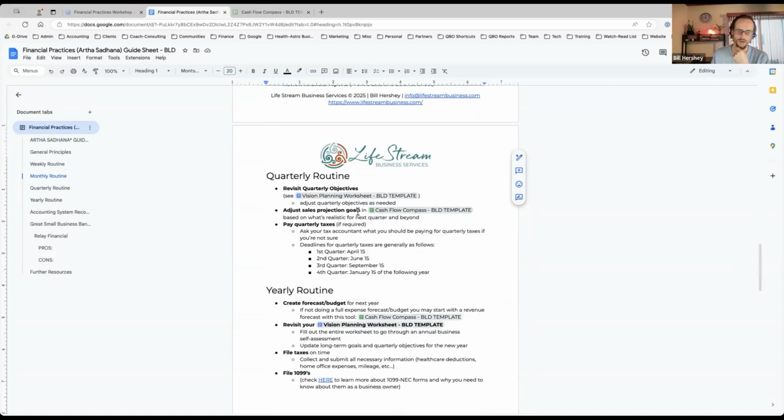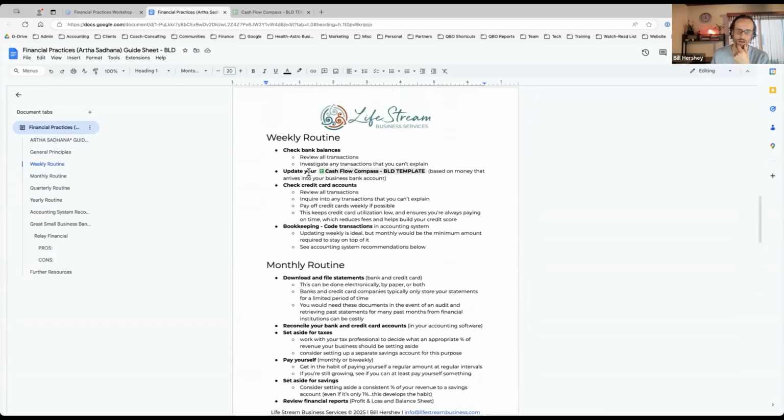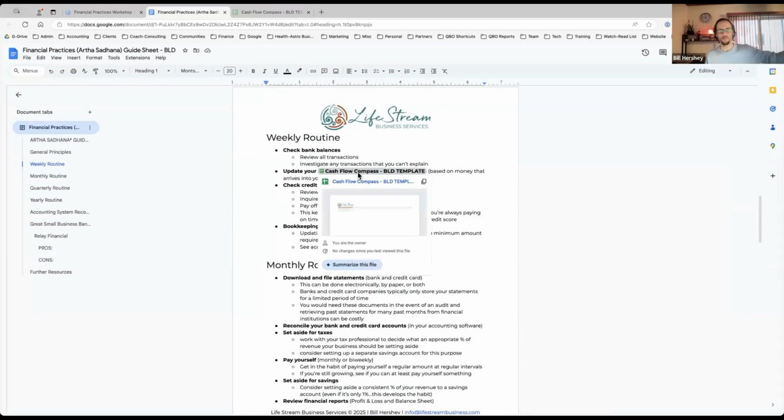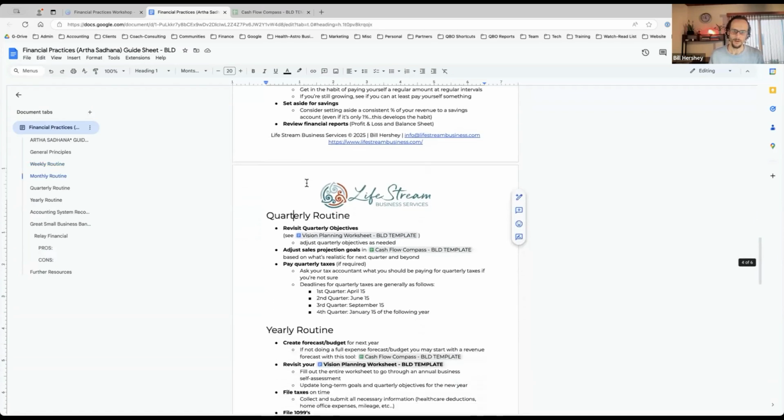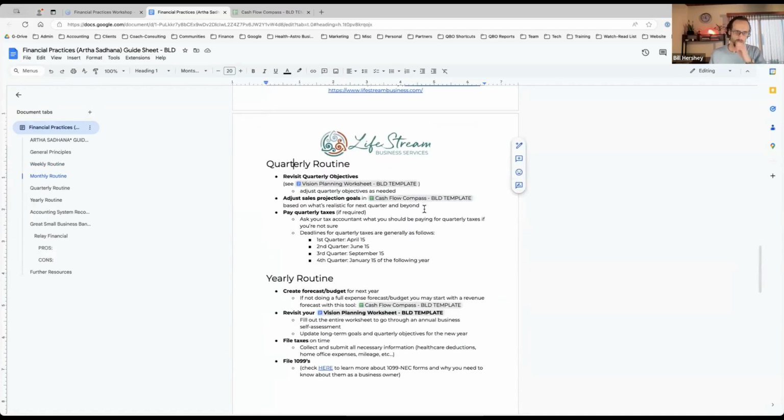And then once you have that, I'd invite you to make it part of your weekly routine to be tracking on a weekly basis, based on the money that's coming into your bank account, and recording it in your tracker. Even if you're using a bookkeeping system as well, it's going to seem redundant, but I'll just say it's not redundant. The Cash Flow Compass serves a different purpose than your bookkeeping tracking in QuickBooks or whatever software you're using, because this is really tracking against your targets on a weekly basis. So I'll get into that more when we look at the tracker itself.